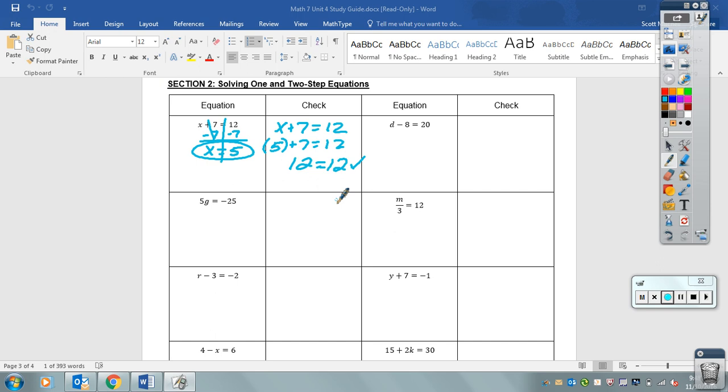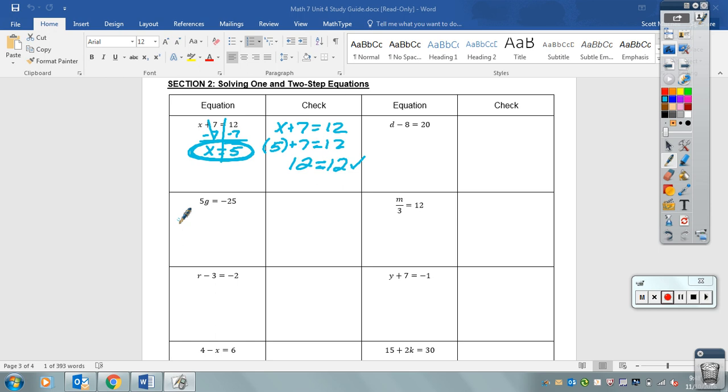12 equals 12. So what is my answer? Is 12 my answer or is 5 my answer? 5 is my answer because this is the number that I plugged in that made it work. 12 is just my check. The number at the end of the equal sign is not always the answer. In this case, it's the circled thing, x equals 5.